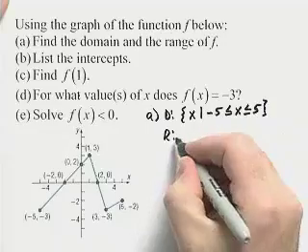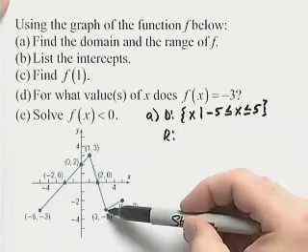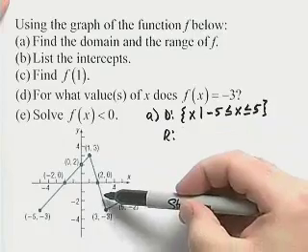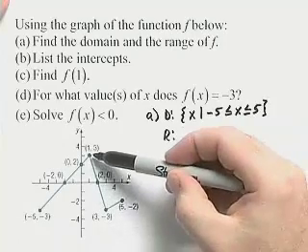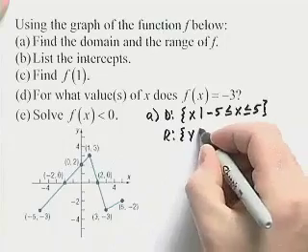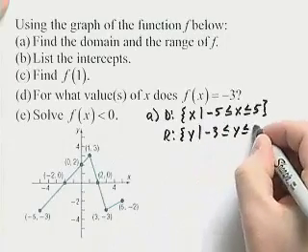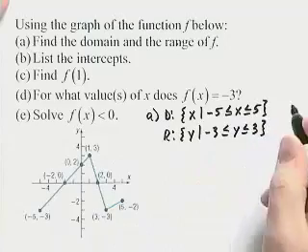For the range, we're looking at the set of y values. Again, we see that the smallest y value we'll use is -3. The graph's continuous, and the largest value we'll use is +3. So our range is the set of y values such that -3 is less than or equal to y, is less than or equal to 3.